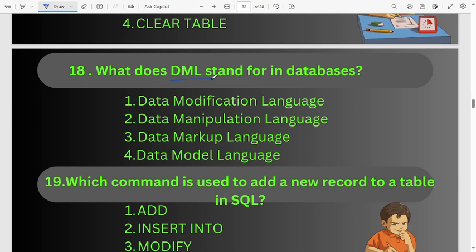What does DML stand for in database? Data modification language, data manipulation language, data markup language, data model language. The correct answer will be data manipulation language. There are DDL, DML: data definition language, data manipulation language.